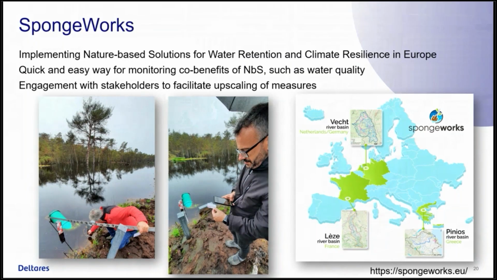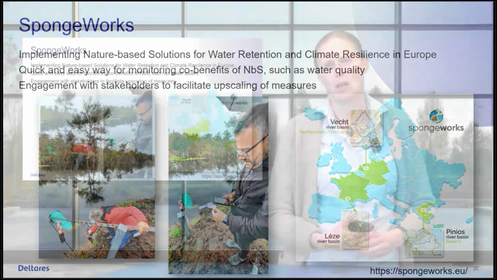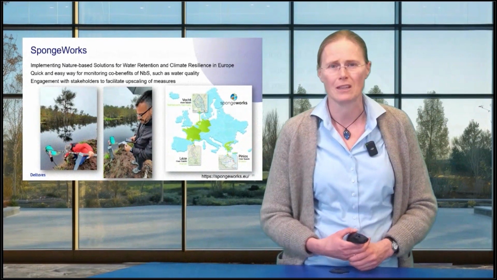In SpongeWorks, we are implementing nature-based solutions for water retention and climate resilience in Europe. With these types of measures, there are a lot of co-benefits, and some of them are related to water quality. For instance, if you're reconnecting a wetland, can this also improve the water quality in the area? This also helps us engage with stakeholders who have to implement these measures, so that they are really involved in getting them implemented.